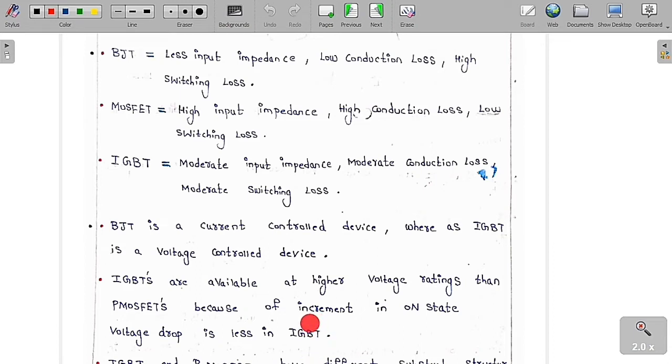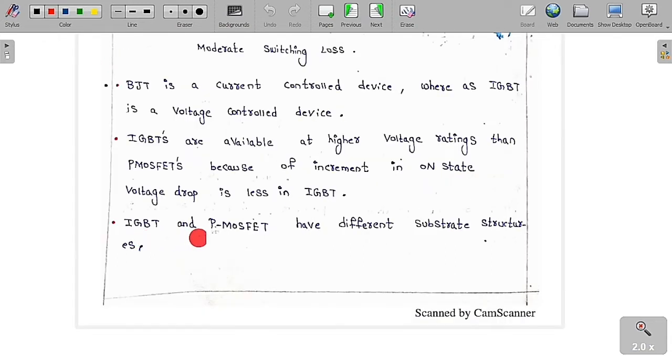So IGBTs are available at higher voltage ratings when compared to power MOSFETs because the on-state voltage drop is very less in IGBT. IGBTs and power MOSFETs have different structure. So IGBT and power MOSFETs have different substrate structures, means we can say that the configuration of both of these things is different.